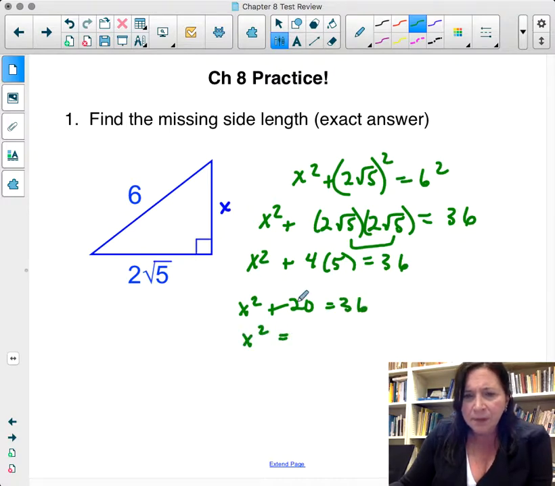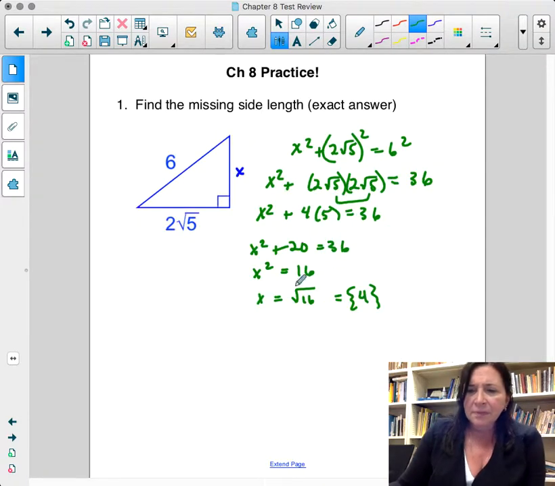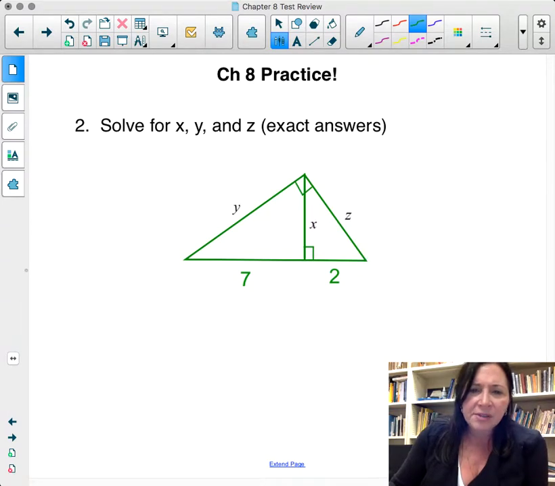X squared, subtract 20 from both sides, I get 16. So x is equal to the square root of 16, which is equal to 4. And so 4 is my answer. Okay? Next problem. Number 2 says solve for x, y, and z. So we have a lot to do here.